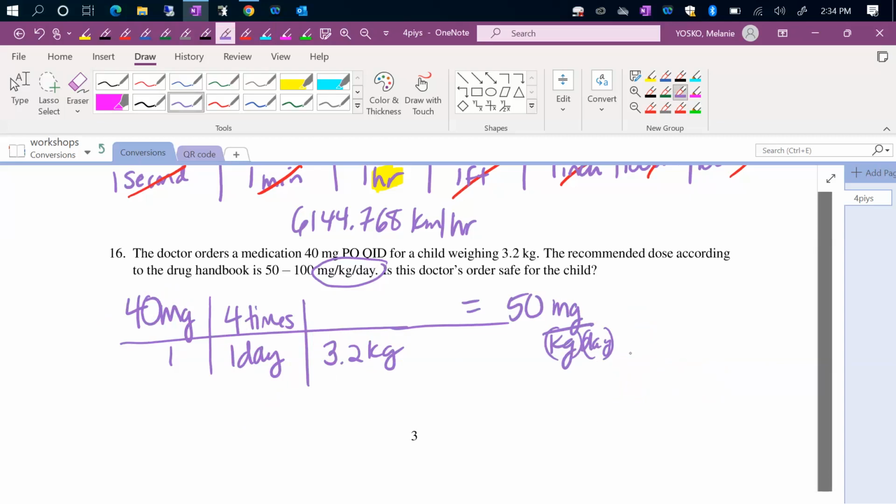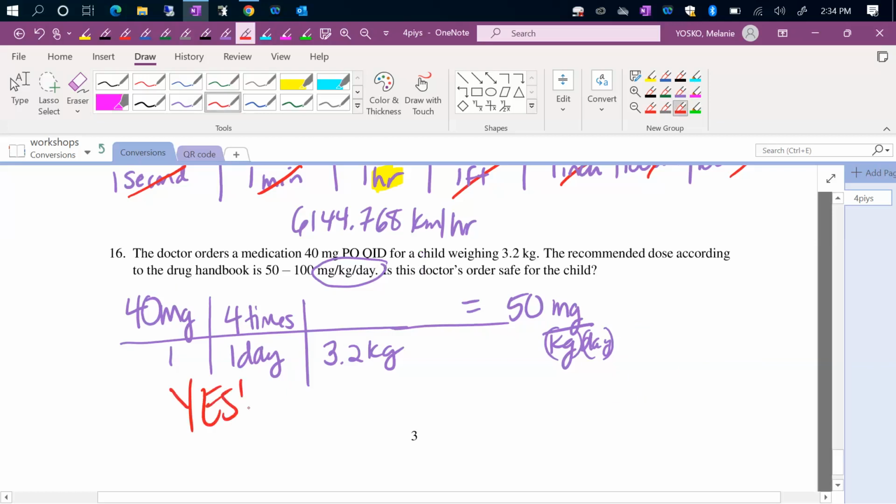Okay, so 50 milligrams per kilogram per day is what this child is getting of whatever this medication is. So is it safe or not? Yes, because it says anywhere from 50 to 100 milligrams. Does that make sense? Yes. Okay.